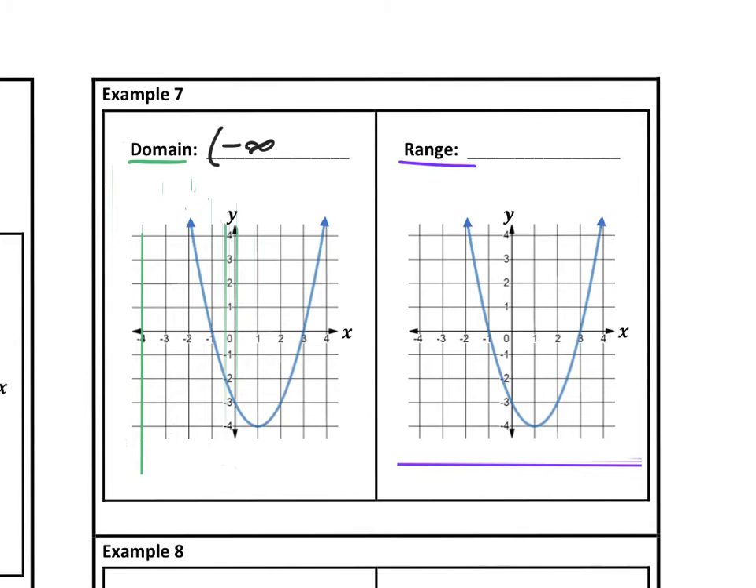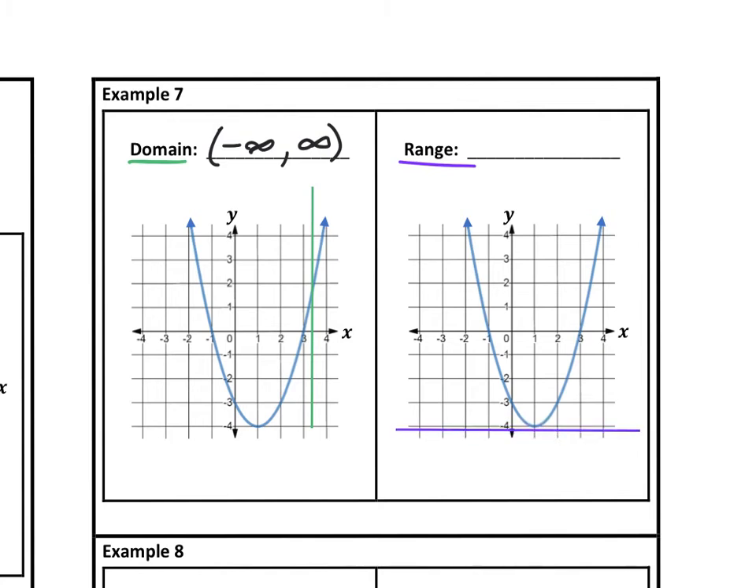We put parentheses for infinities, comma, where does the graph end if I'm scanning from left to right? As I get to the right side, the graph keeps going because of the arrow. So that means that it's positive infinity. Now let's look at the range. If I'm scanning from bottom to top, I'm scanning all the y values. Where does the graph start? Does it exist at -5, -6? No, right? It starts at -4.